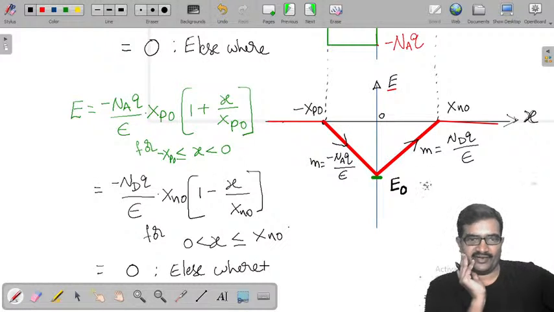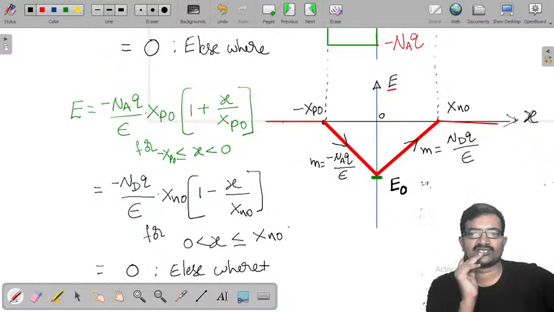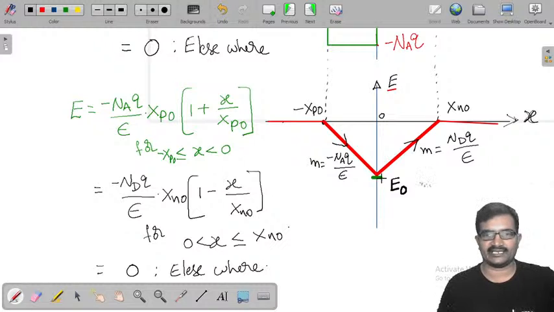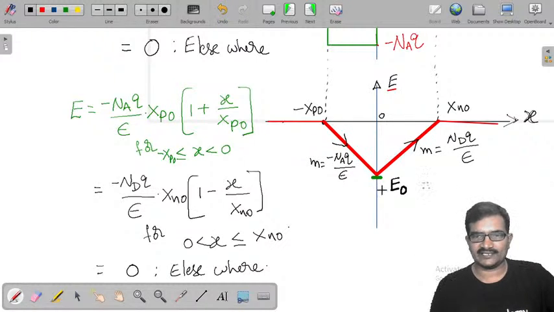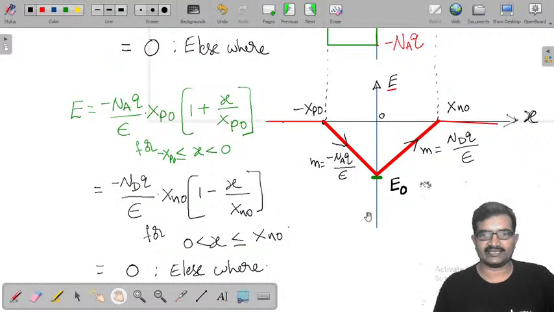So far we have got the electric field. The electric field has three different values. Forget about 0. In the depletion region, that means minus x p naught to x n naught, our electric field has two equations. But from the plot it is observed that it has a maximum value at x equal to 0, and we represented the maximum value as E naught. So the maximum value is E naught here.